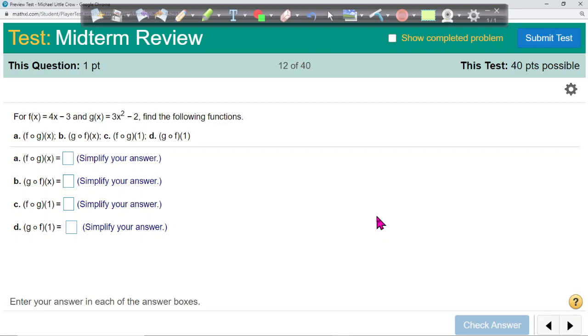We'll see. So we're given two functions, f of x and g of x. We want to find the following. So we want to find the fog, as they say, f composite g, or g composite f. These are two different things. And then we've got some values to plug in. Okay, so we're going to do the first, f composite g.